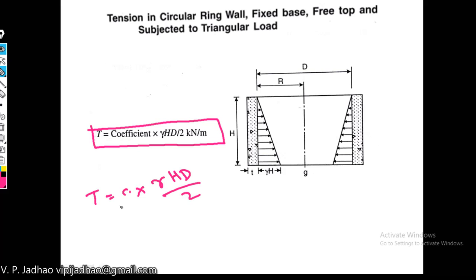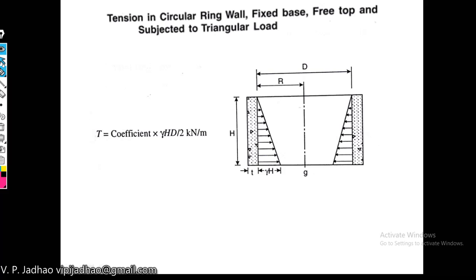Now how do we calculate this coefficient? We know the value of gamma, and we will calculate the values of H and D. H, depending upon our requirement, is the depth of water. D is the diameter; depending upon storage requirement, we can fix the diameter of the water tank. And how do we determine the value of this coefficient? That we can fix by using these tables.